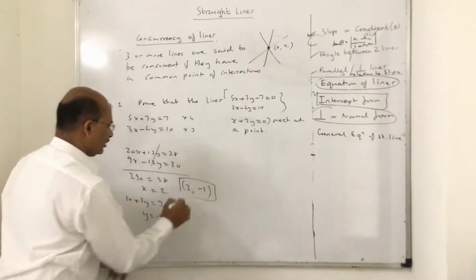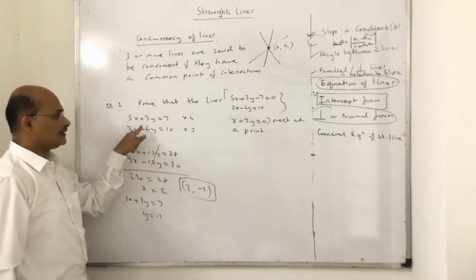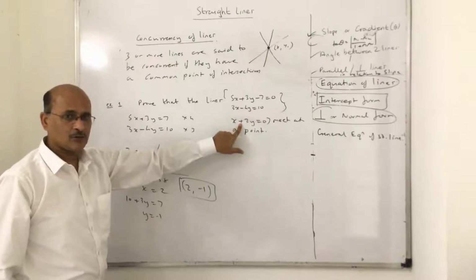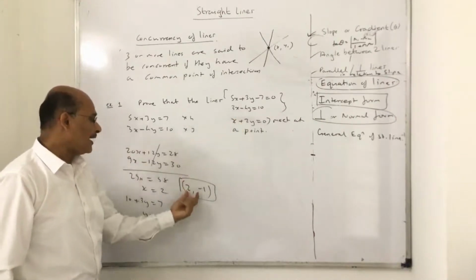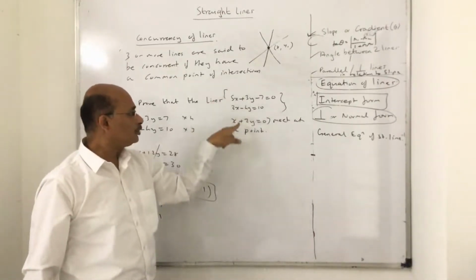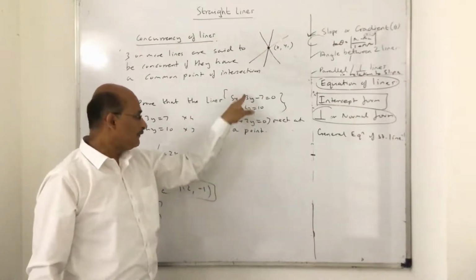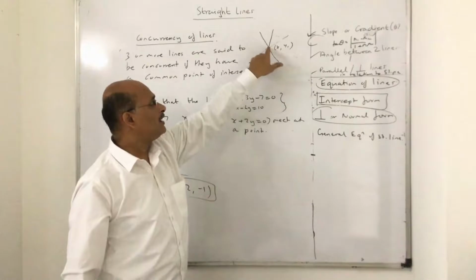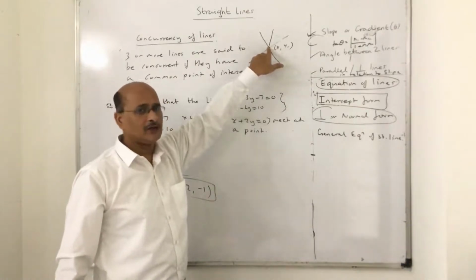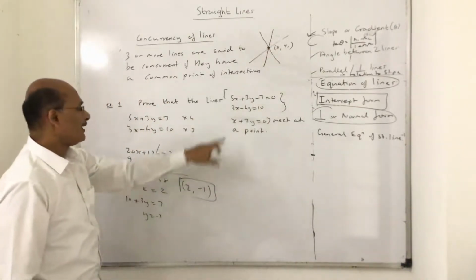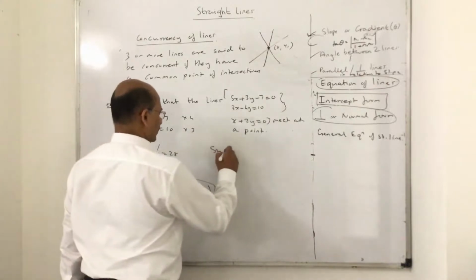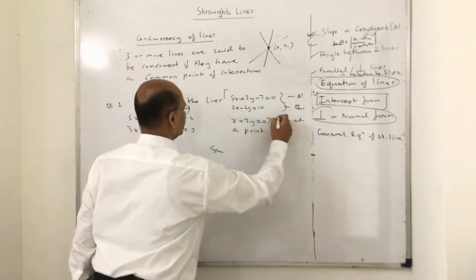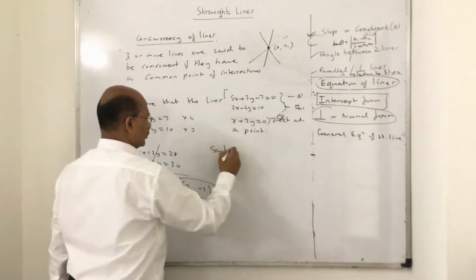Now this 2 and minus 1 satisfy both these lines. Now I have to find whether 2, minus 1 satisfies this line also. If it satisfies, then 2, minus 1 is a solution for this as well. Matlab it is a point which satisfies all three lines. When can a point satisfy all three lines? When it lies on all three lines. So putting 2 and minus 1, substituting in the third line.